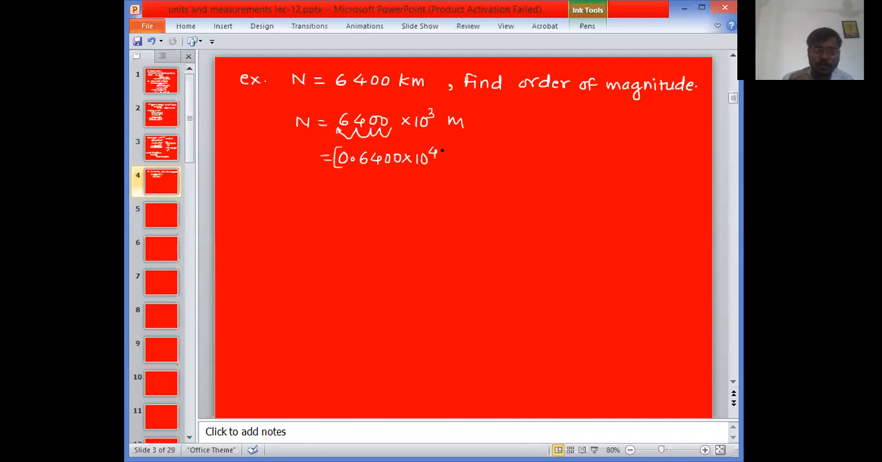Now we have written this number. The 10 raised to 3 is as it is, and the meter as it is. Now the answer came out to be 0.6400, a number in between 0.5 and 5, multiplied by 10 raised to 4 into 10 raised to 3. The base is the same, 10, and for multiplication we add the indices.